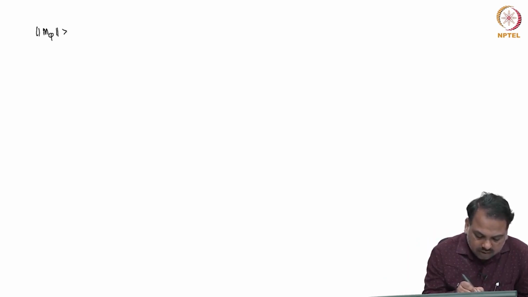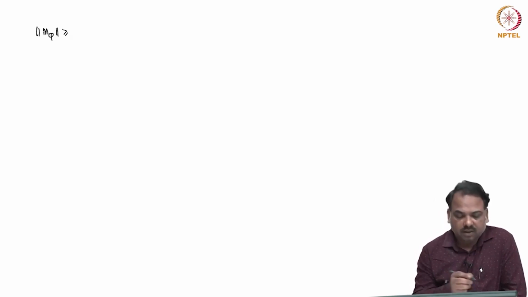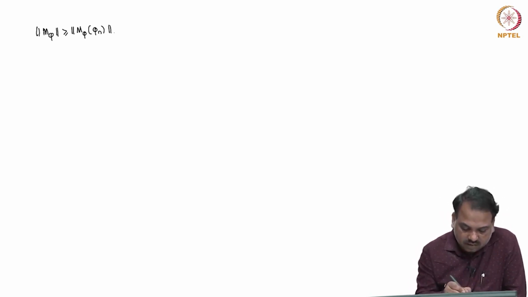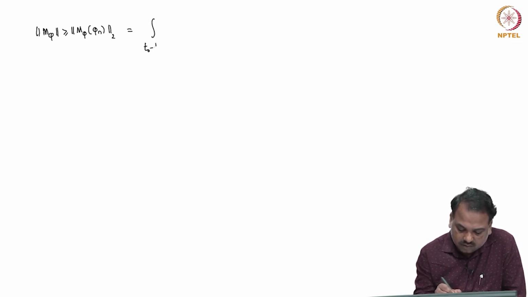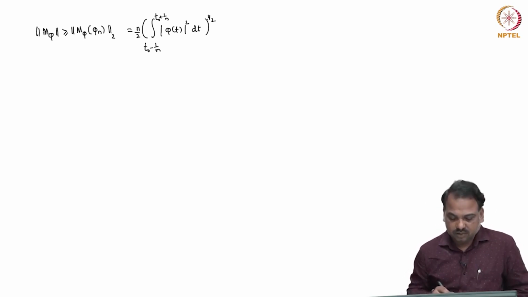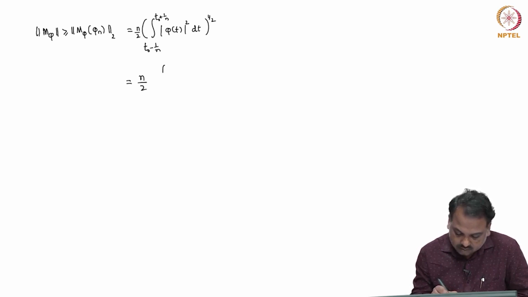Now again we know that the norm of the operator is always bigger than or equal to the norm of the operator evaluated at a point. So we consider the norm of m phi evaluated at phi n. This is the integral, where phi n is supported on the interval t naught minus 1 by n, t naught plus 1 by n, of mod phi of t times root n by 2, squared, dt, whole power 1 by 2. If you compute this, maybe I will rewrite it: n by 2 times the integral from t naught minus 1 by n to t naught plus 1 by n of mod phi of t squared dt.